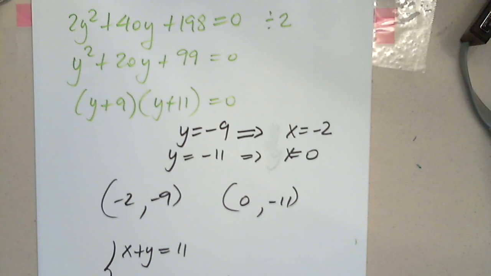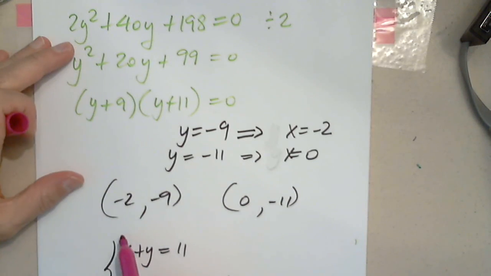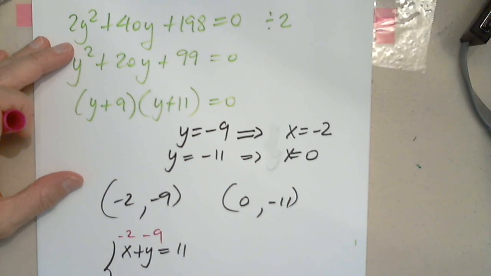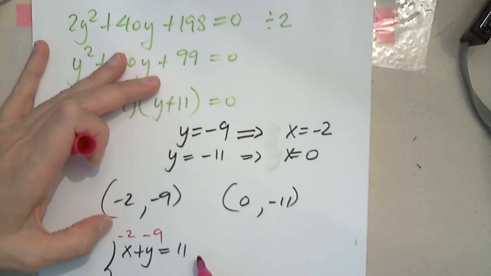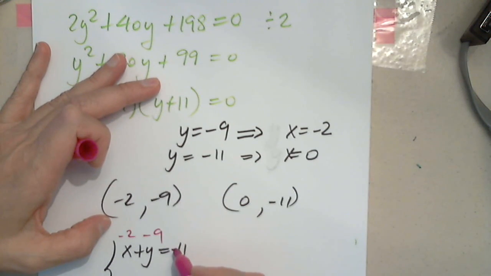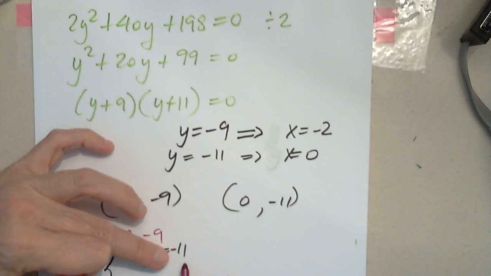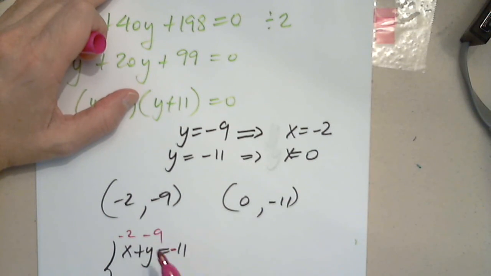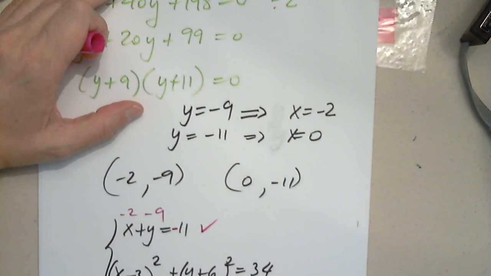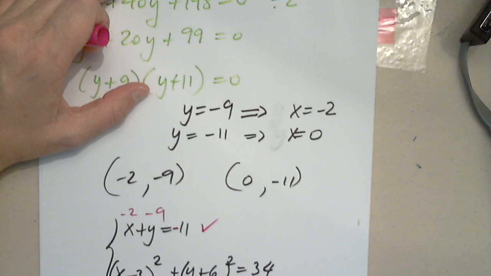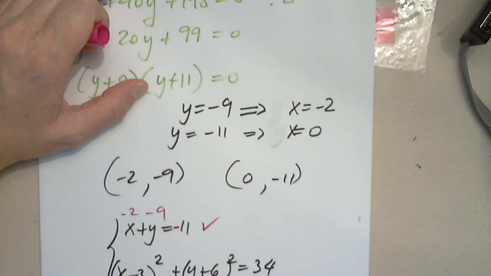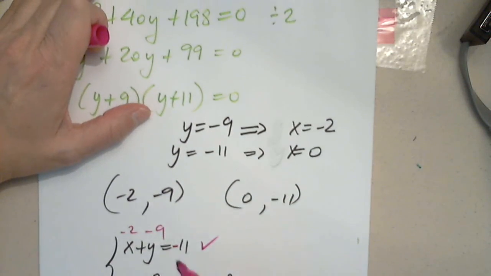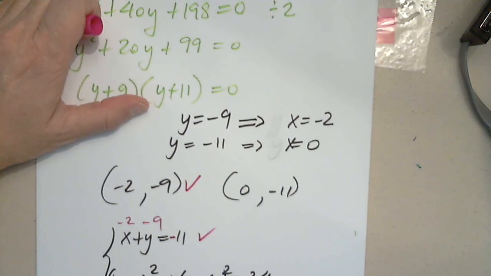So I'm checking (-2, -9). The system had -11 there, sorry. So -2 minus 9 is indeed correct. -2 minus 3 is -5 squared, which is 25. -9 plus 6 is -3 squared, which is 9. 25 plus 9 is 34, yes. So I will say yes to this one.